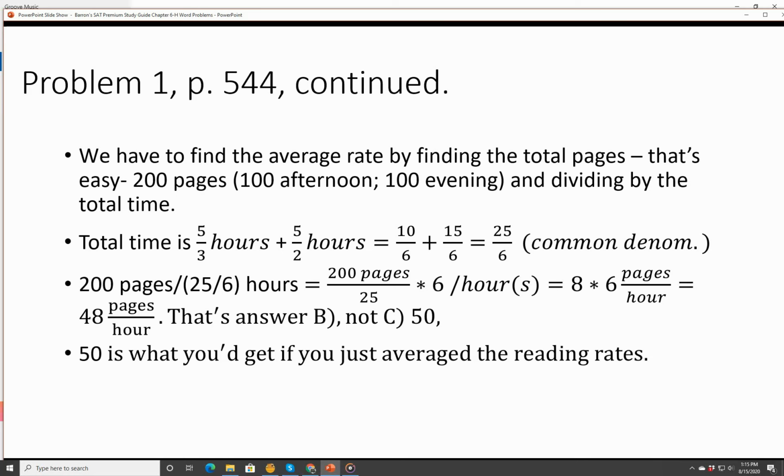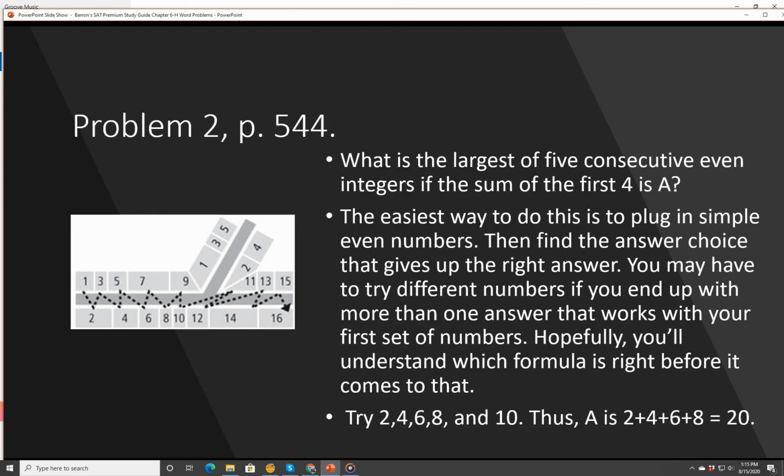50 is what you'd get if you had just averaged the reading rates, which is tempting, but sometimes doing things the longer way is the only way to get it done right. Or as people say, sometimes the short way is the long way.